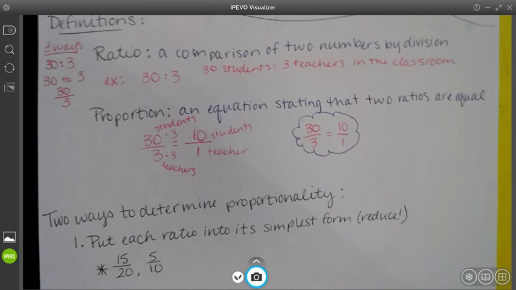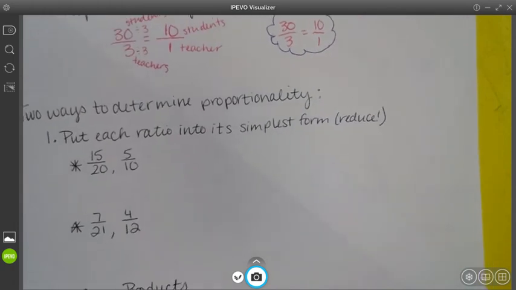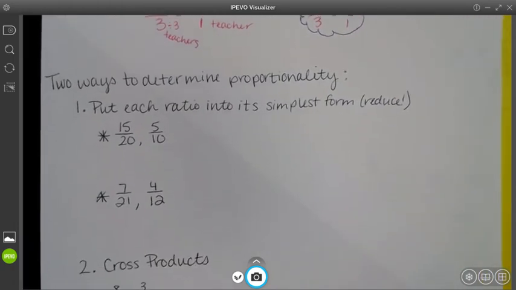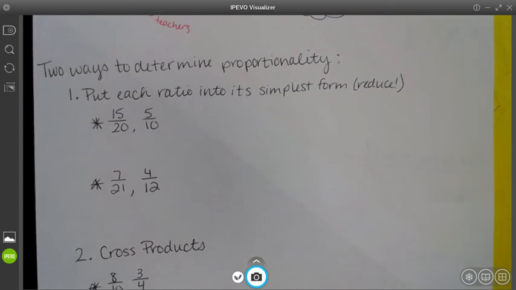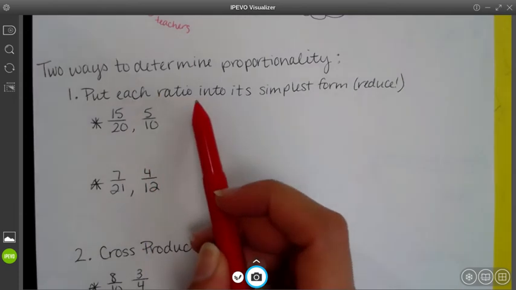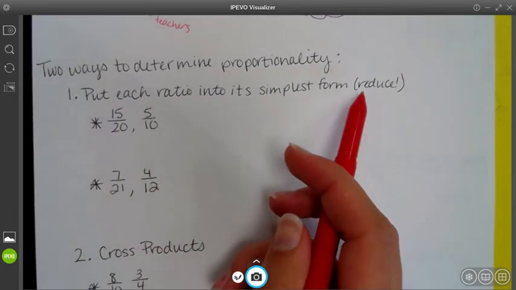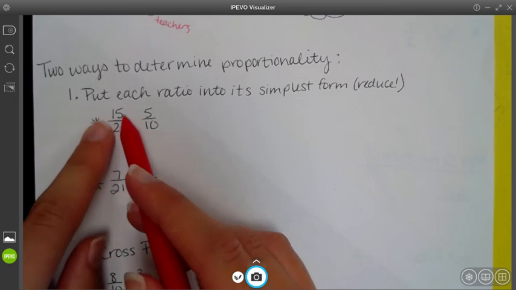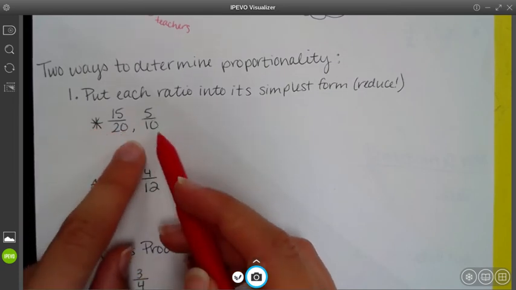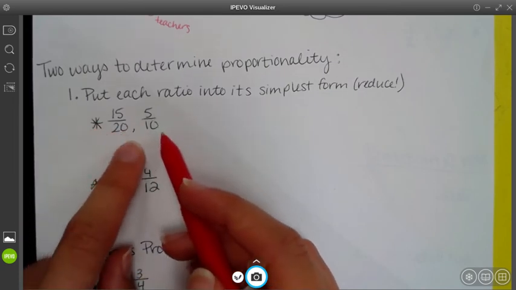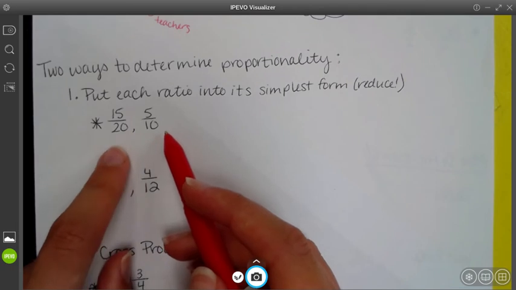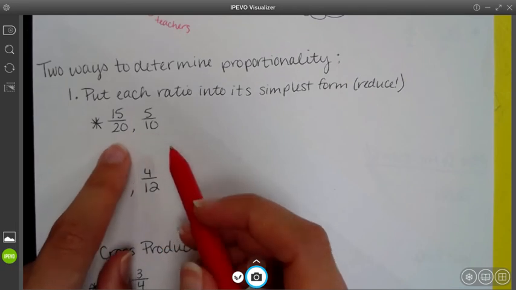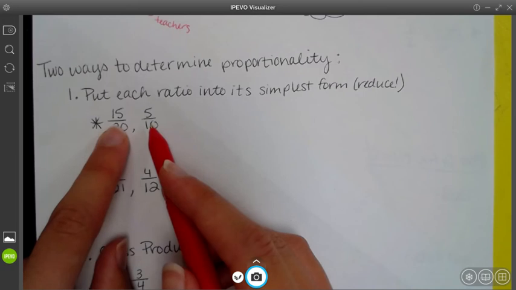So there are two ways to determine if two ratios create a proportion, or two ways to determine proportionality. One of the ways is you put each ratio into its simplest form. So what you do is you reduce each ratio. In this first example, we have 15 to 20 and 5 to 10. We reduce both of them, and if those reduced ratios are equal, then these ratios are equal and we form a proportion.